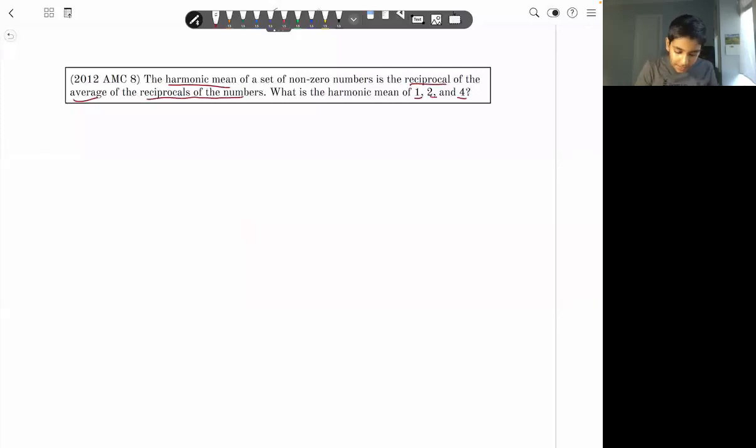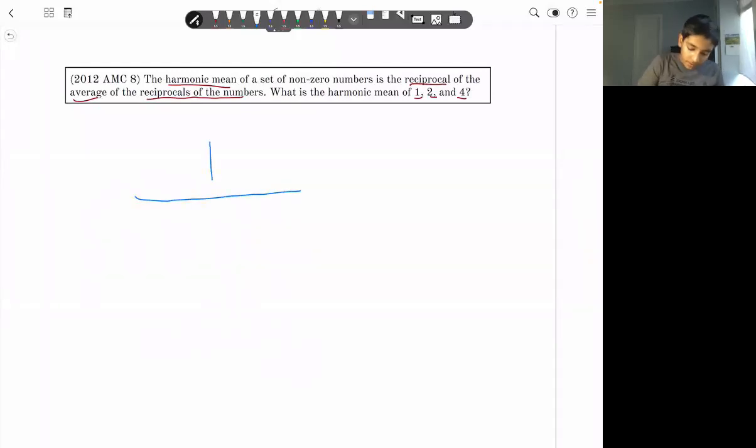The reciprocal of the average of the reciprocals. What is this even? It seems like a very complicated thing that we're trying to find here. So let's break it down and see what it actually means. If you don't already know, the reciprocal basically means 1 over. So the reciprocal of 2 is 1 over 2. The reciprocal of the average of the reciprocals.